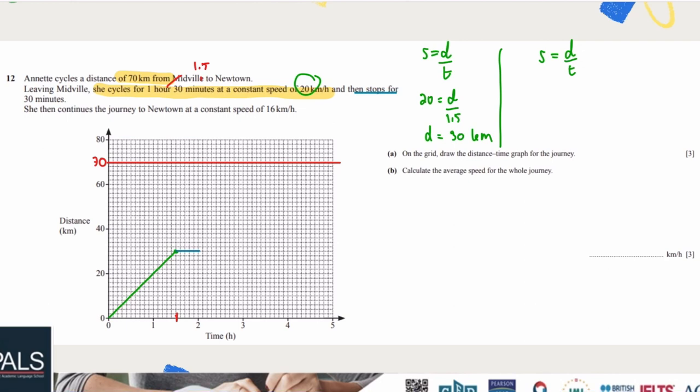So the remainder is 40 kilometers, right? So 16 equals 40 divided by time. So t equals 40 over 16.